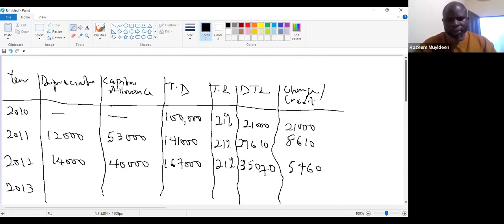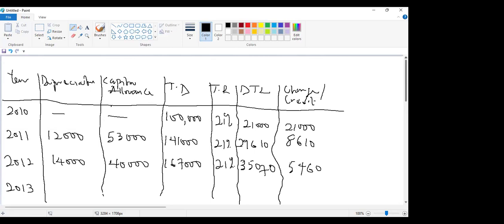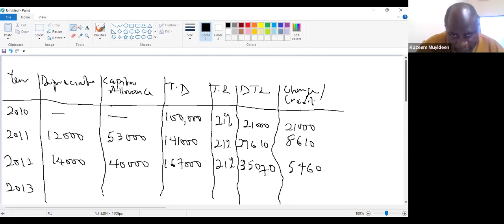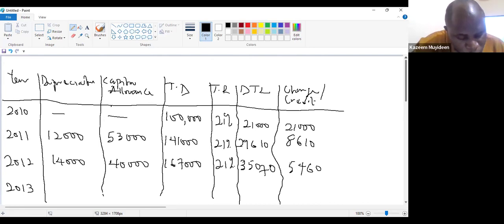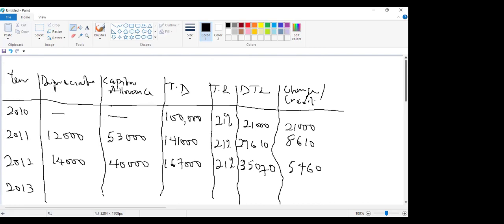The way it is on the board, we have depreciation, capital allowance, temporary difference. So can't we get the temporary difference first instead of going to the charge or credit? I'm looking at this TD, the temporary difference. How did you get this 141,000, sir?